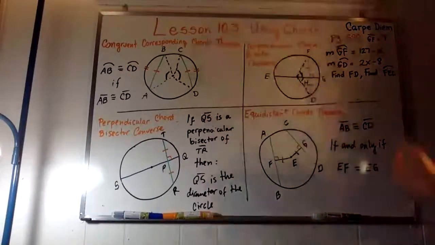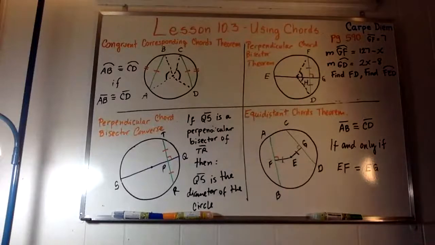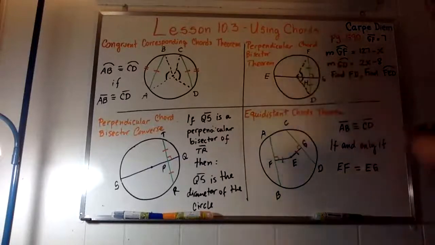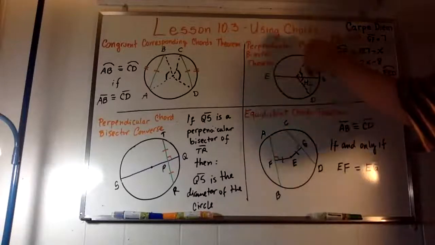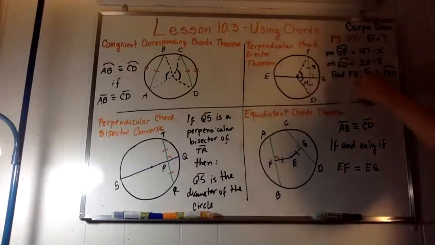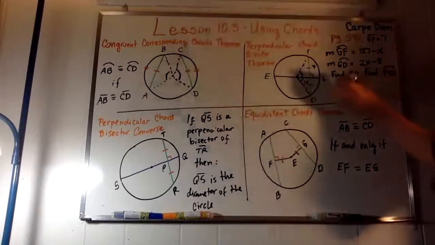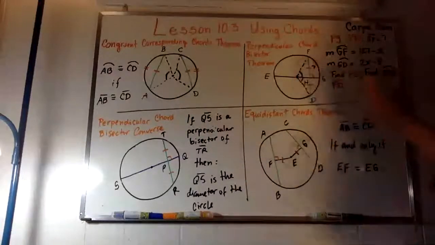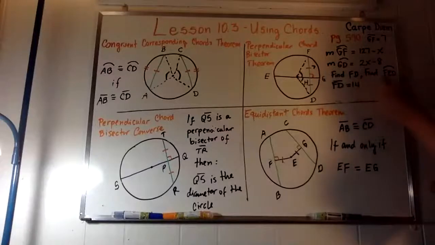All right. Now it makes things pretty easy. So this measure here is 7. And because we know that this is 7, this is also 7. So FD, the whole thing, is 14. Right? FD is 14 because we were given this. And now we want to know this major arc, right?